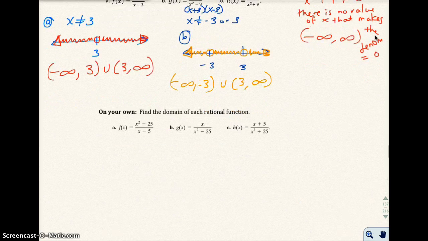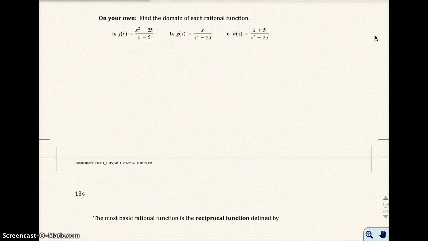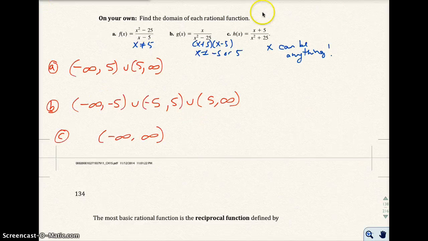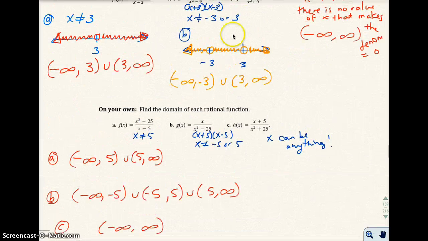Okay. So on your own, go ahead and pause the video and find the domain for each of these rational functions, and then unpause it and check your answers. Okay, so here are the answers for A, B, and C. And I didn't draw the number line for each one, but feel free to draw this number line right here if you need help with an interval notation.